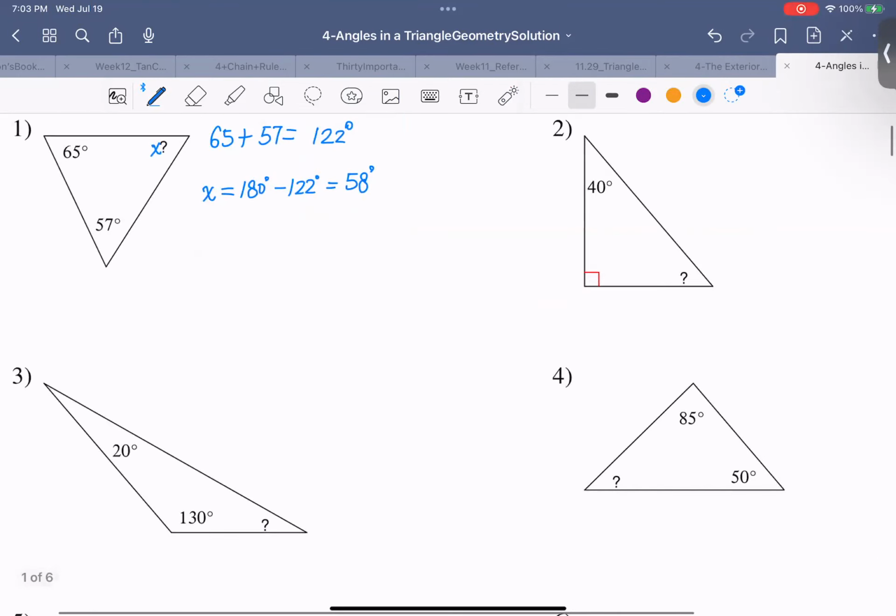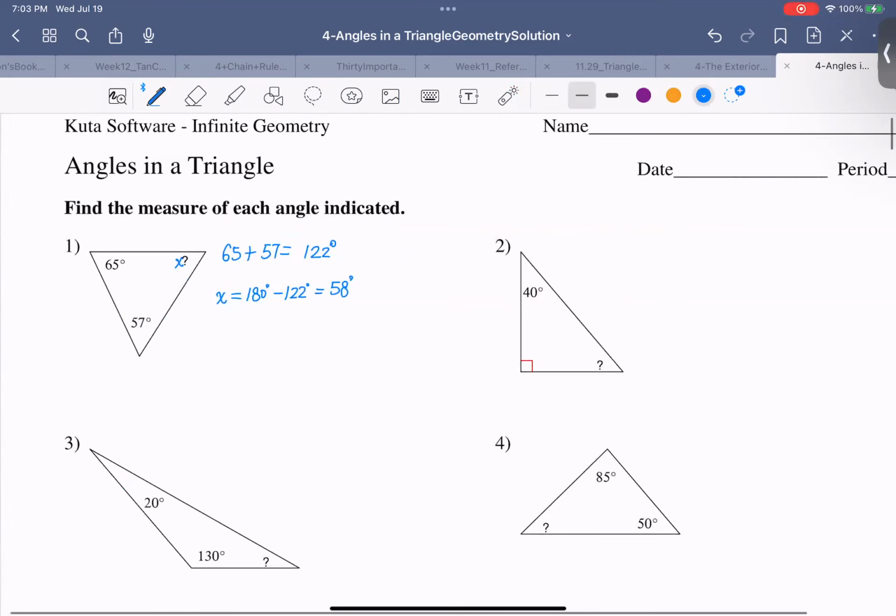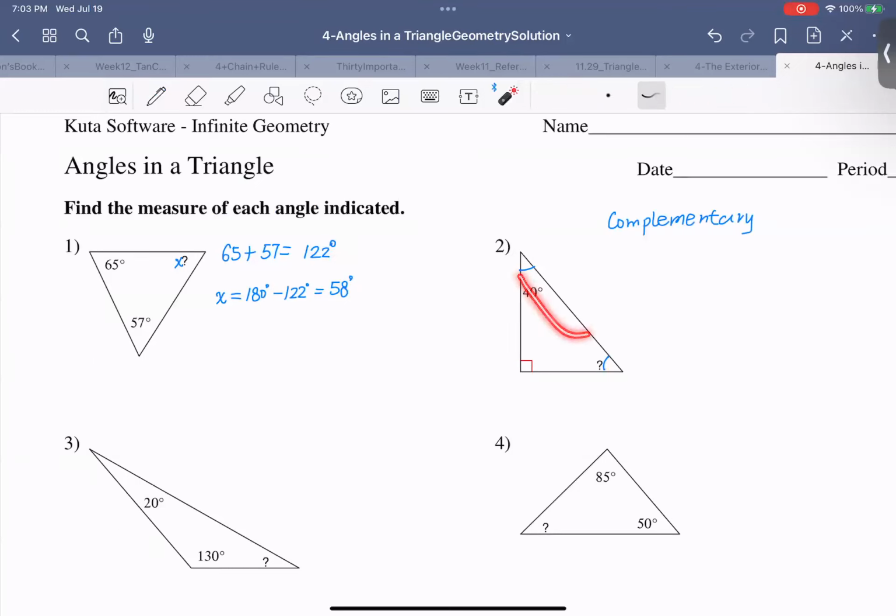Next one, you do one more. Inside this right triangle, the total is 180. This is 90. So these two plus together will be how much? Will be 90. We have the right triangle, so we call these two angles complementary to each other. This is a complementary angle, so immediately we see x is going to be 90 degrees minus 40. So far, so good?